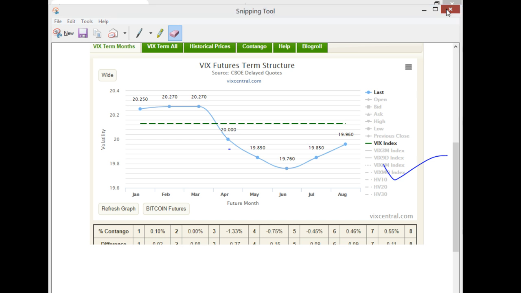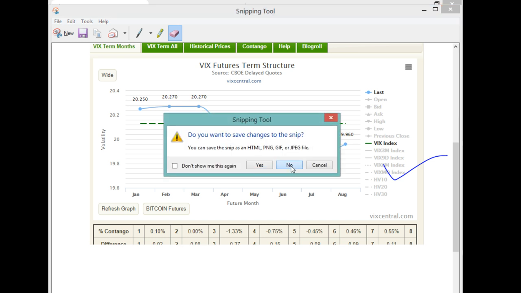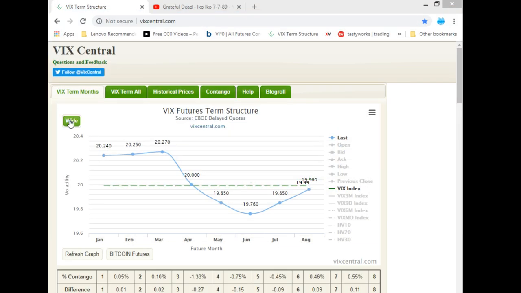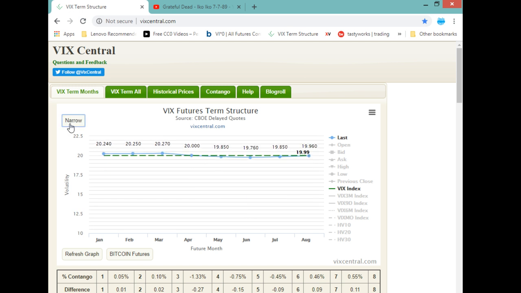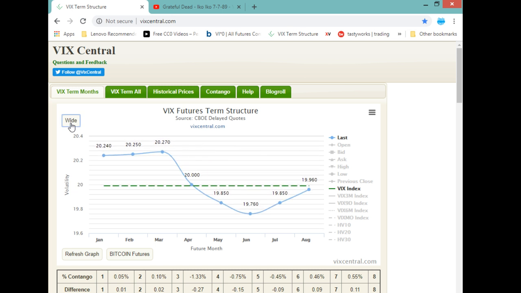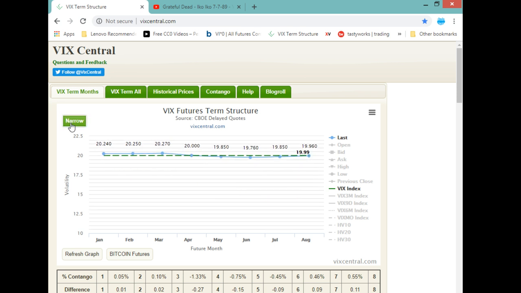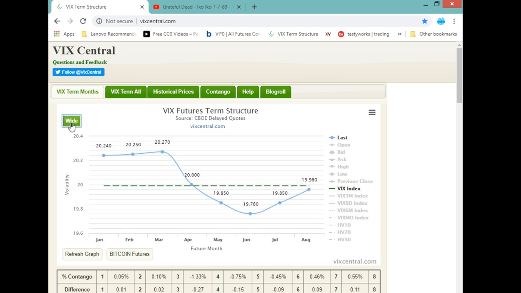There's a thing here that you can switch between wide and flat. If you go to narrow here, look, we're totally flat. So basically, when the term structure is way slanting into contango or way slanting in backwardation, it has a significant effect in the long term and even in the medium term on how you're going to trade a VIX product. However, with it so flat, it doesn't really have much of an effect right now.